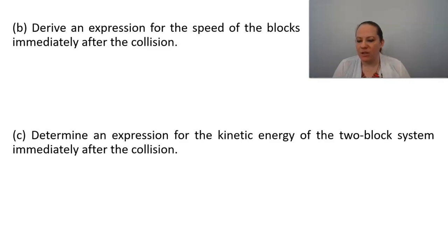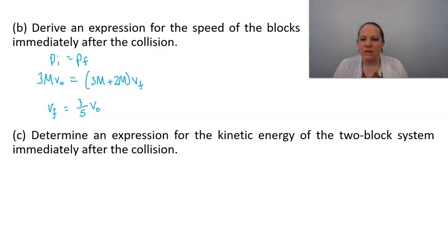Well, that's going to be pretty straightforward. That's just going to be a conservation of momentum type of question. So P initial equals P final. And so all of our initial momentum exists in the block of mass 3m moving with speed v naught. And then after the collision, the two move together, so 3m plus 2m with the same final velocity. And so we're going to get an expression for that final velocity after the collision of 3/5 v naught.